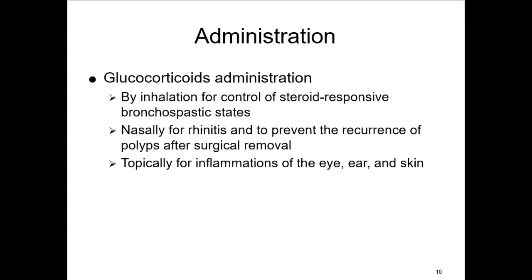We had mentioned previously that glucocorticoids are given by different routes, so you have to look at which route the patient is getting it. Inhalation for a lot of COPD and asthma. Nasally for rhinitis, think about fluticasone, which is Flonase, that people take very commonly. We give steroid drops into the eyes, the ears, and the skin.